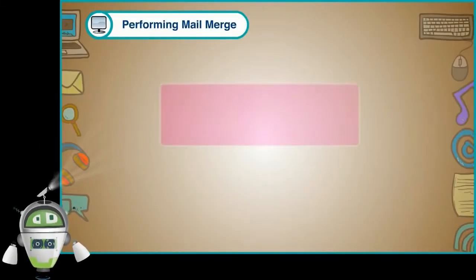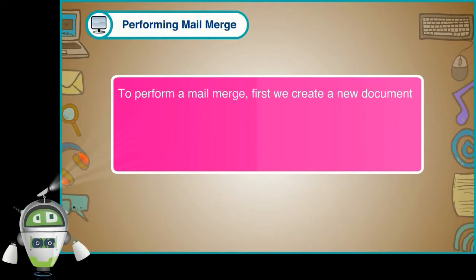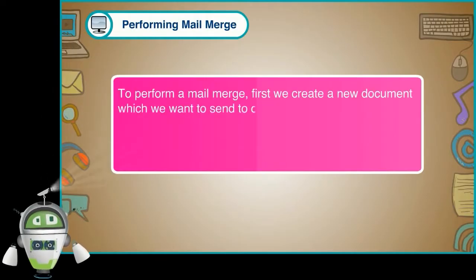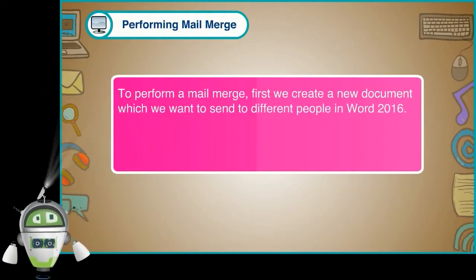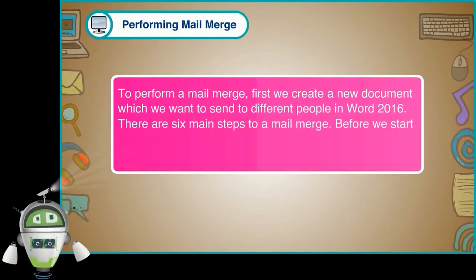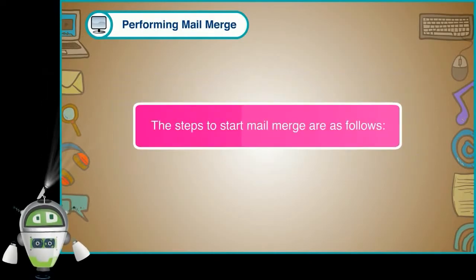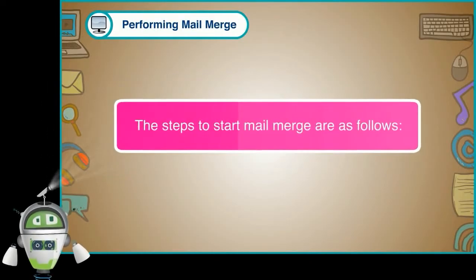Performing mail merge. To perform a mail merge, first we create a new document which we want to send to different people in Word 2016. There are 6 main steps to a mail merge. Before we start these main steps, let us start the mail merge application of Word 2016. The steps to start mail merge are as follows.